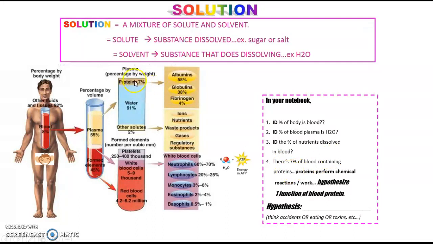Right here, so 7% are proteins. It says proteins perform chemical reactions and they do work in the body. We know that they're part of our cell membranes. They transport materials. We know about receptor proteins. We know about enzymes. They do chemical reactions.